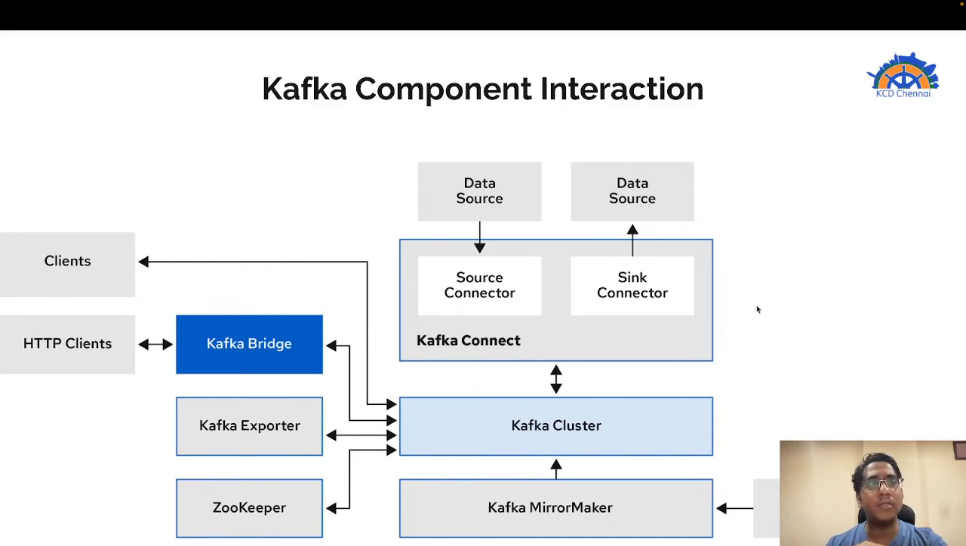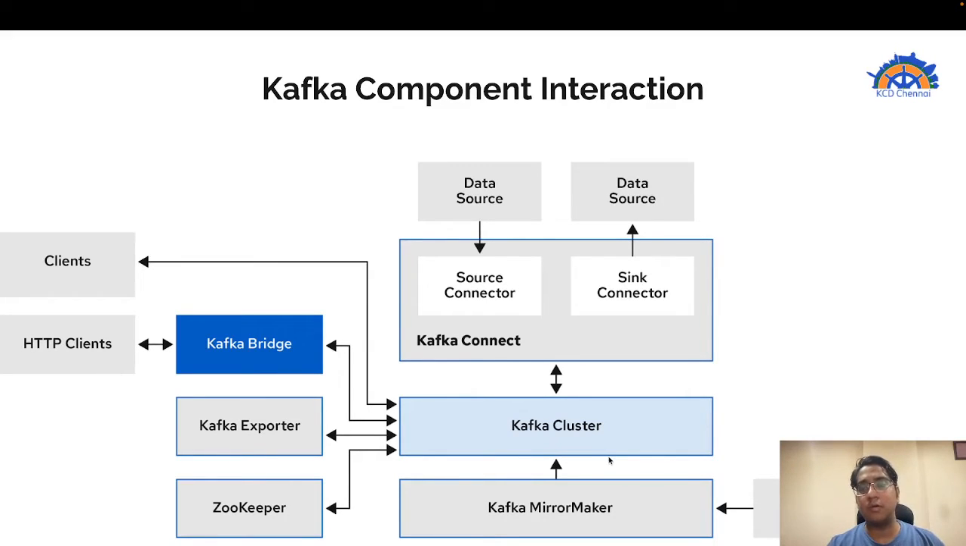So let's look at the typical component interaction. Here you can see the Kafka cluster, which we consider as the brokers, and then you have Zookeeper. These internal communications are managed with TLS. If you want to build some metrics on top of it, you will have a Kafka exporter. If you want your clients to talk through HTTP, you can have a Kafka Bridge. If you have use cases where you want to integrate an external system directly with Kafka, or your Kafka needs to directly send data to an external system, that's where Kafka Connect comes into the picture. We can use the source connector and sink connector to do this integration.